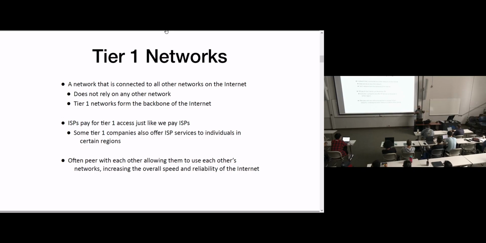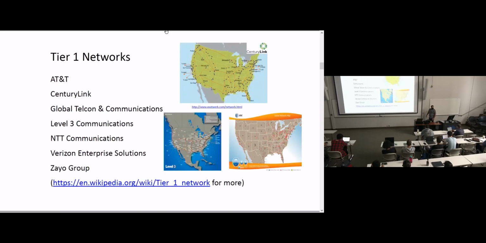So since having access to one tier 1 gives you access to all tier 1s, that really is like the internet. That's the backbone of the internet right there. You might have heard of some of these companies, some of them you might not have, but these are the companies, at least in the United States, that really are that backbone of the internet.